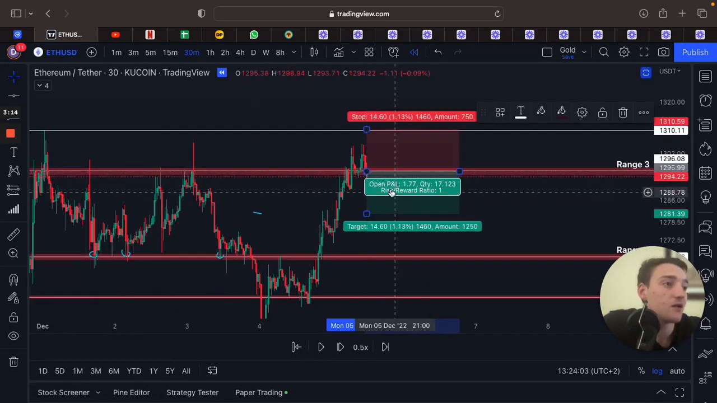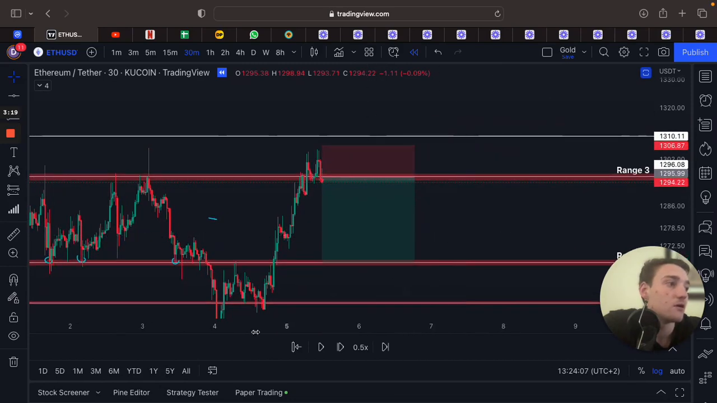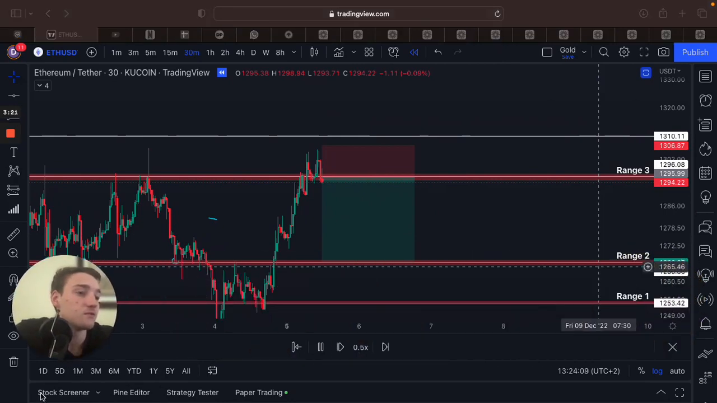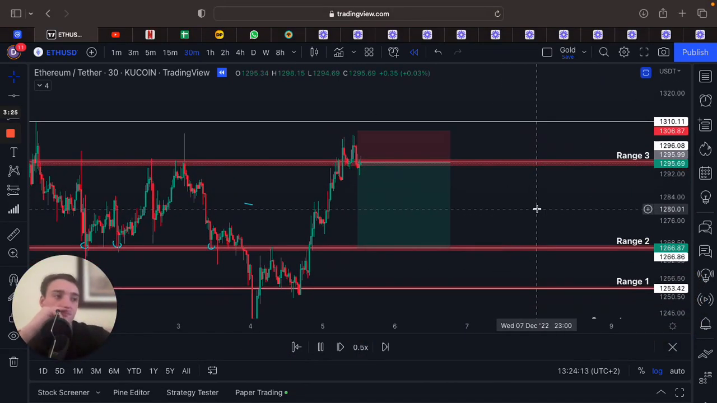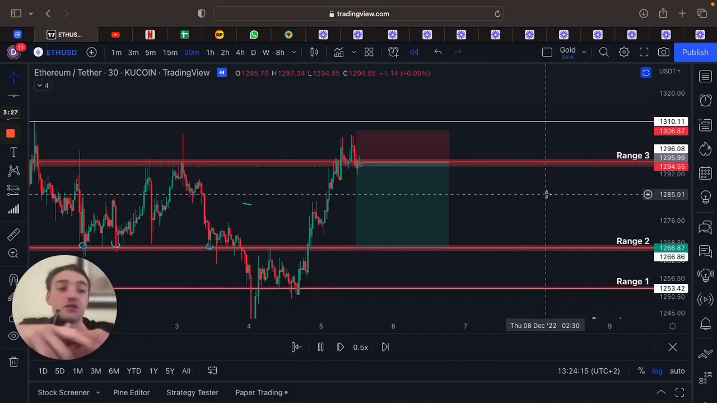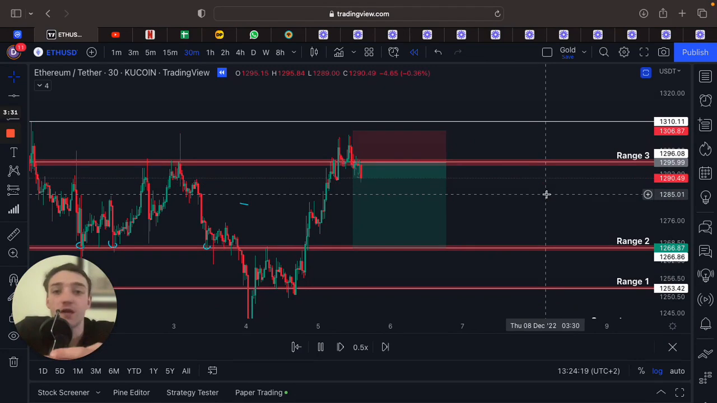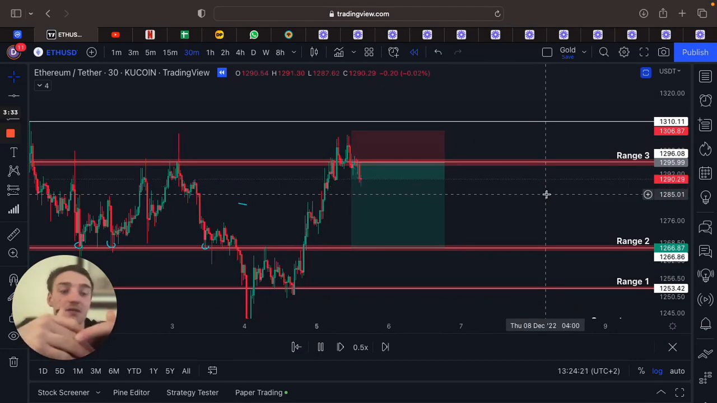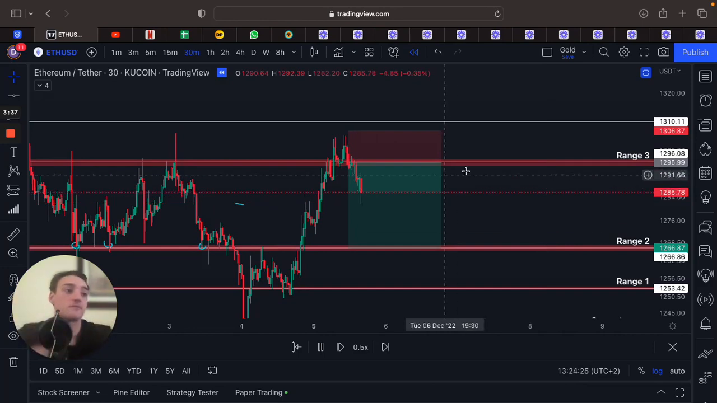Sells will be valid on the retest. Stop loss above there. Take profit at range 1. Range 2, sorry. Let me just move this so you can see it. See what happens. So you just see how you're trading within these ranges. It's so much better than looking at a 50 and a 20 EMA cross. This is just understanding support and resistance and price action as it comes.